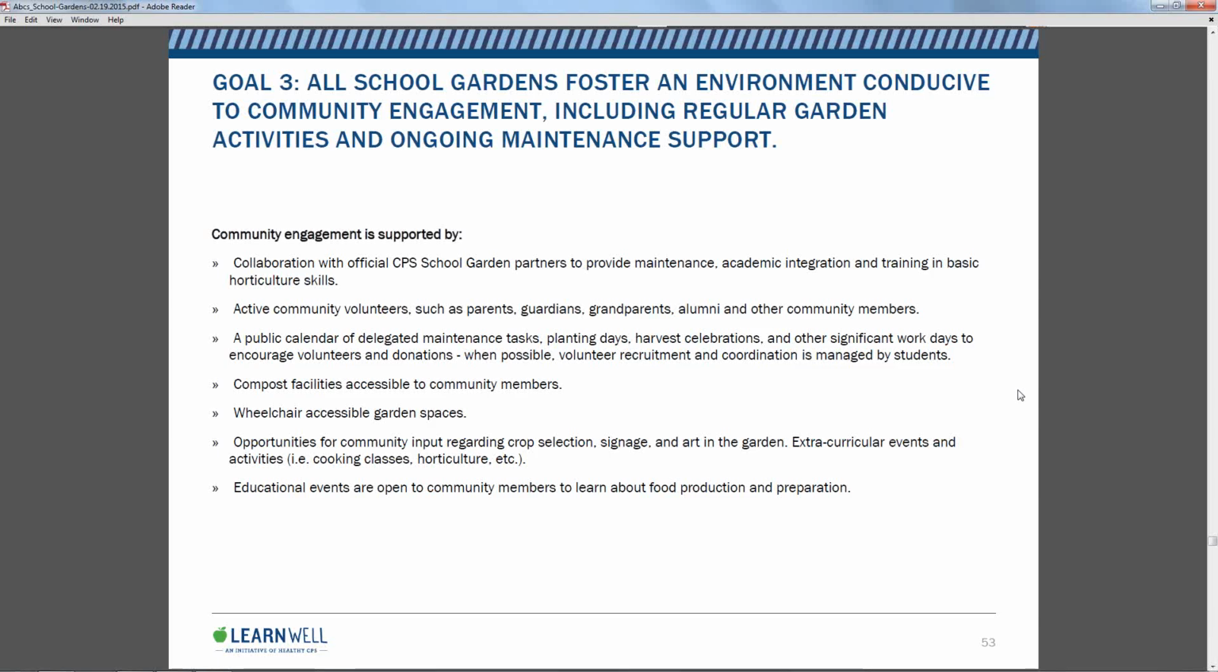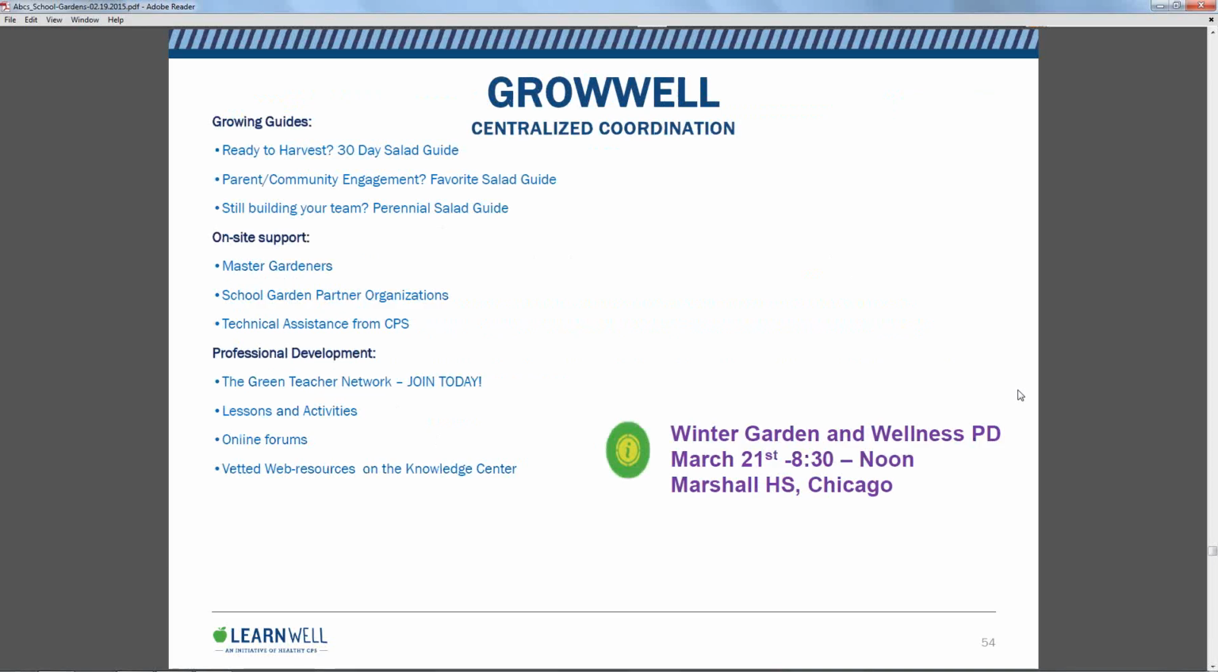The way we've broken that down and what we want to see is really encompassed by that.